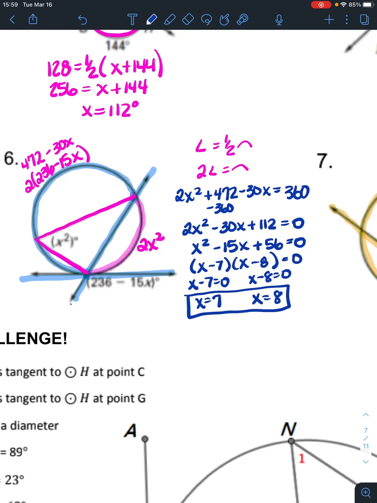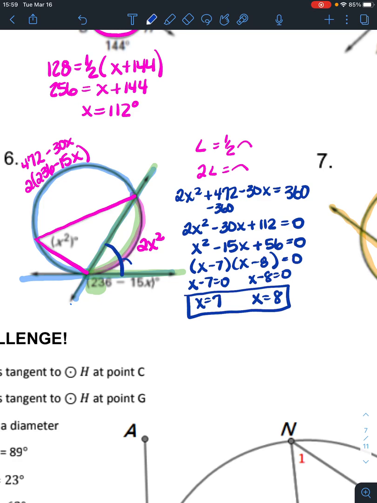Now there's another way to do it. It is a little more complicated, but here's what happens. I notice that the pink angle intercepts that pink arc. And let me switch colors here and use something different. This angle right here, which is the linear pair to this 236, also intercepts that same arc. So we learned that two angles that intercept the same arc are the same size.